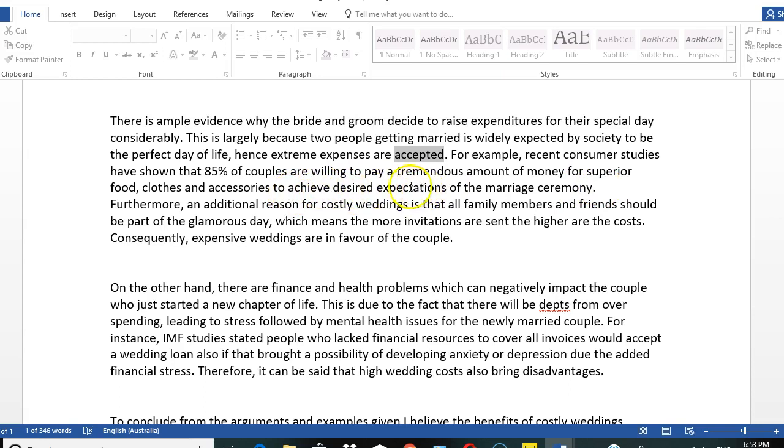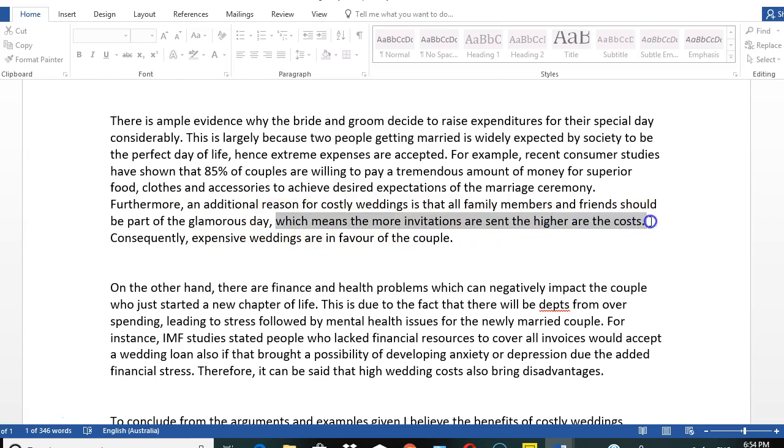To achieve desired expectations, desired by whom? By the public, by the guests, or by the couple? I'm kind of confused about this "desired." Furthermore, an additional reason for costly weddings is that all family members and friends should be part of the glamorous day, which means the more invitations are sent, the higher are the costs.